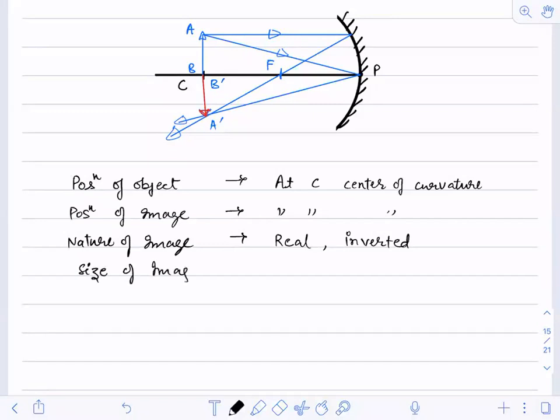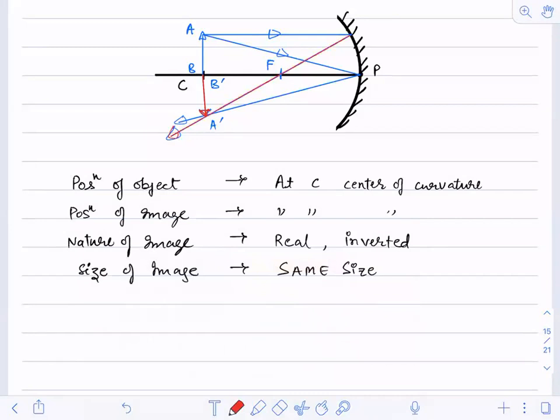Yes, size of image, same size. This is the important thing over here. Same size, same size you will get. Okay, same size you will get over here. This is the reflected ray coming like this.